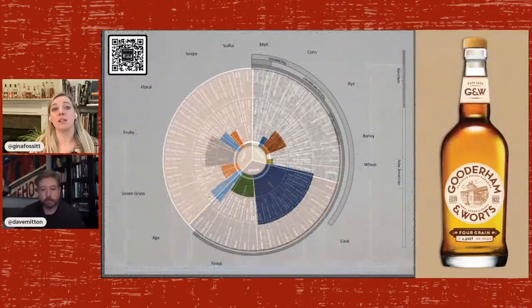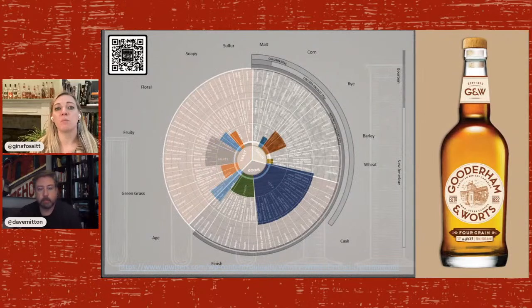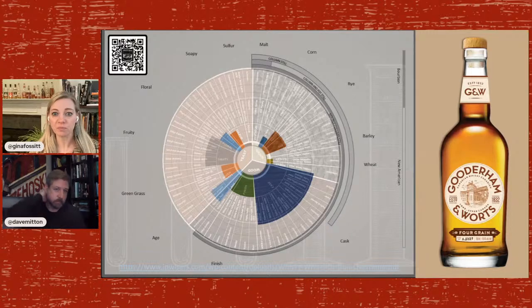now study the molecular structure in the lab on some fancy lab equipment. But he really breaks it down and puts it into a bar graph called a polar histogram that sits on top of this flavor wheel. And without further ado, I'm going to let Dave Mitten take us through a tasting of Gooderham and Worts while we are looking at this polar histogram.